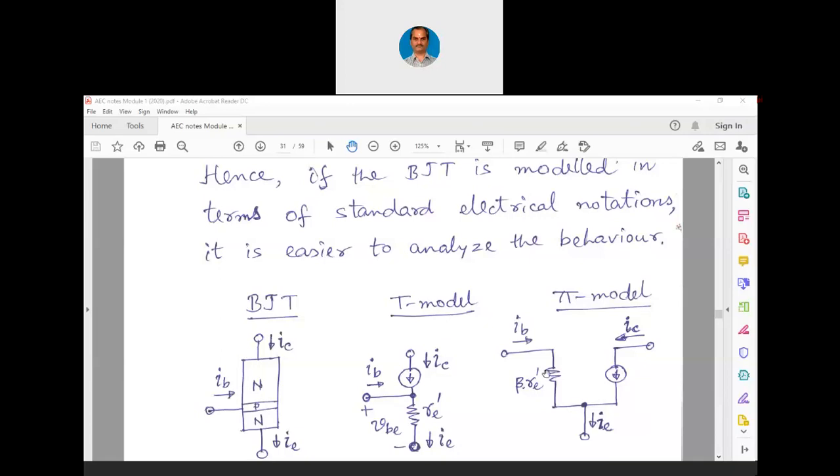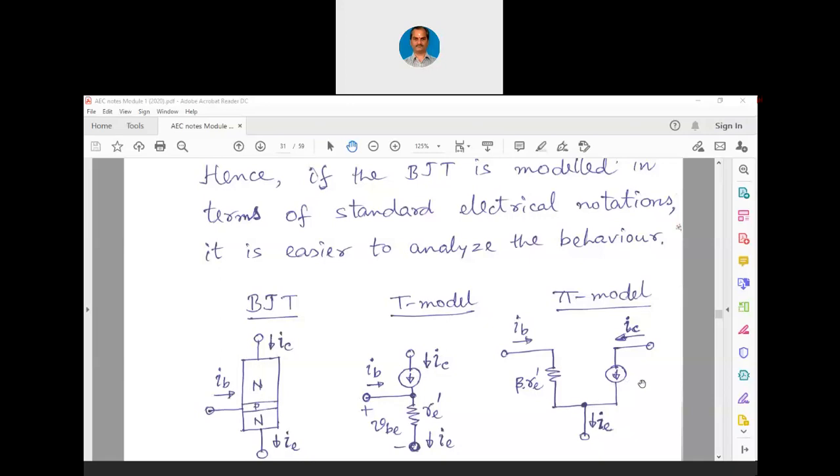But now this pi model has become popular because it is very easy to use, because we can see the input and output distinctly separate in the pi model. Whereas in the T model, input and output are not distinctly separated. Here we can simply say that in the pi model, there is base to emitter and collector to emitter. We need not worry about base to collector at this point of time. And now look at the pi model and look at the T model. Pi model is derived from the T model itself.